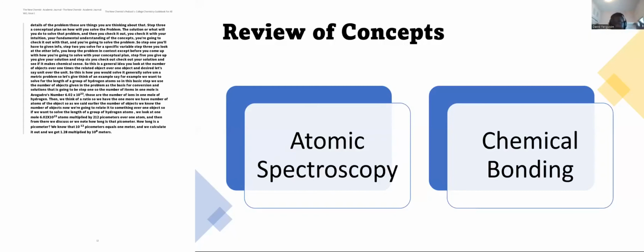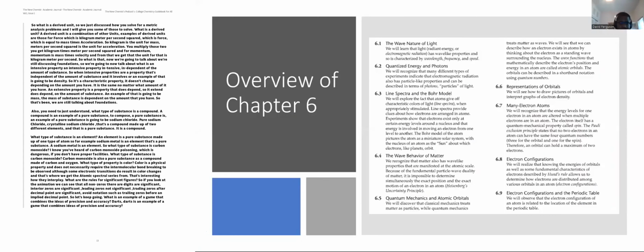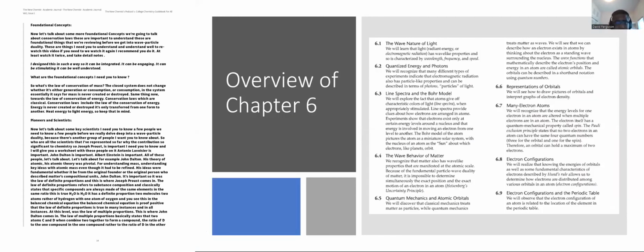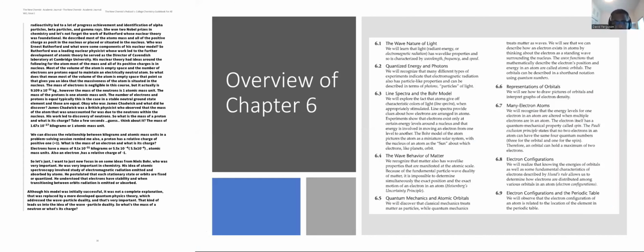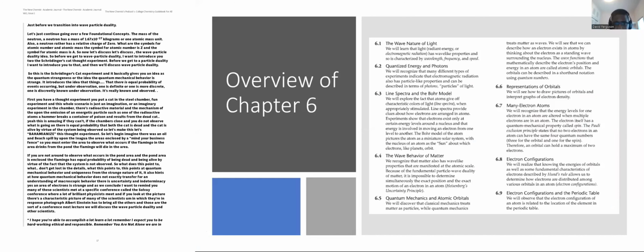So today, we will be discussing atomic spectroscopy and chemical bonding. Of course, we'll explore the fact that atoms give off characteristic colors of light, as seen with line spectra, when they give off light in discrete wavelengths, which occurs when appropriately stimulated using some type of high frequency radiation. Line spectra provide clues about how electrons are arranged in atoms.